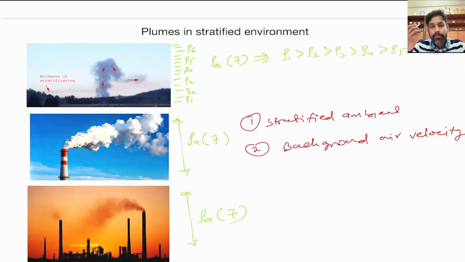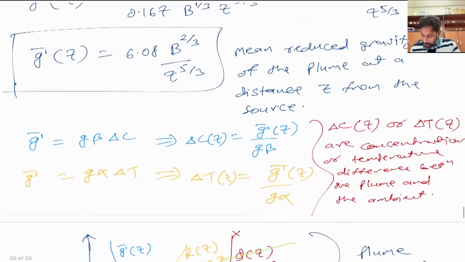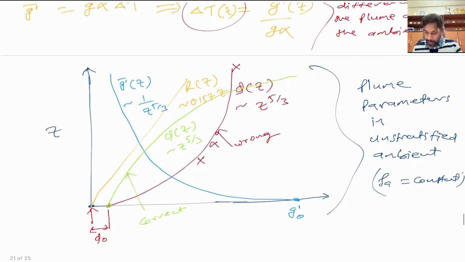But when it goes up, as we have seen in the previous model, this g prime, which is equivalent to delta C and delta T, decreases as we go up. You can see this in the blue curve. We start here with a g prime value at this location, but as we go up, the g prime value, the reduced gravity, decreases. That means your delta T or delta C or delta rho are decreasing with height.